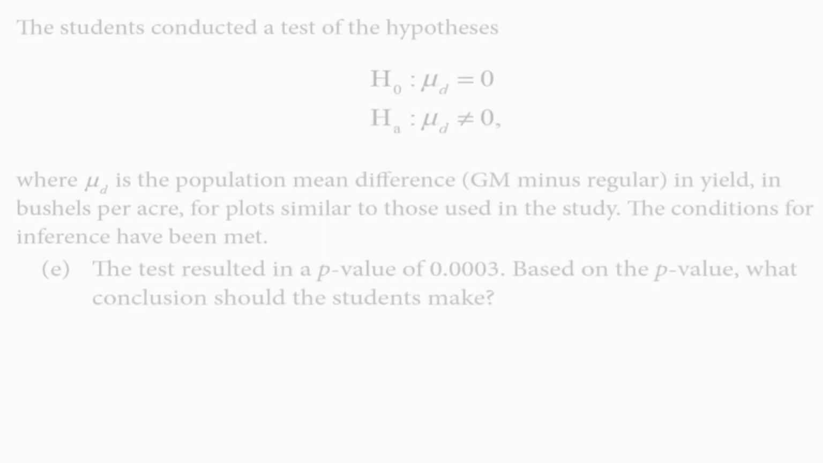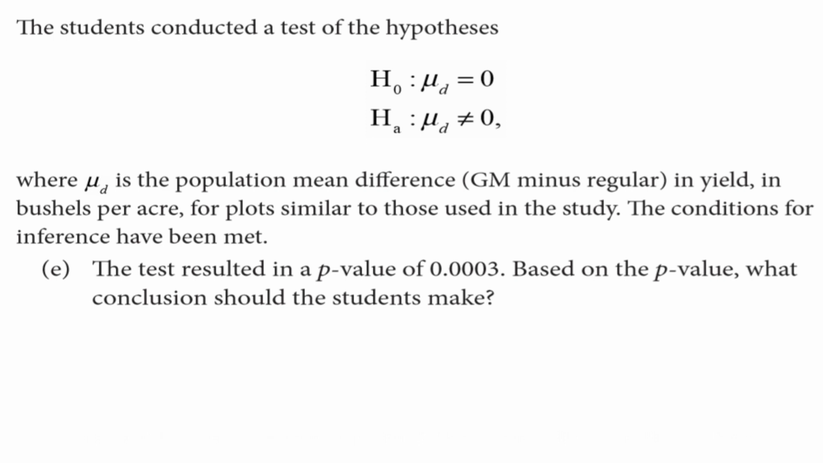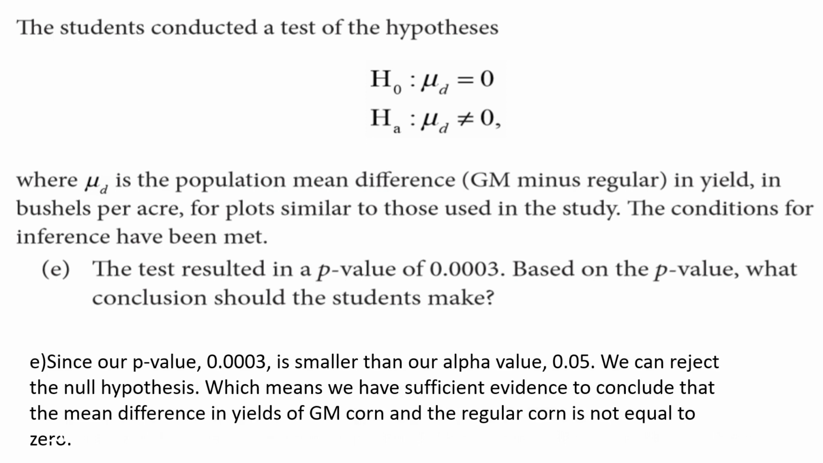Part E. The test resulted in a p-value of 0.0003. Based on the p-value, what conclusions should the students make? Since our p-value of 0.0003 is smaller than our alpha value of 0.05, we can reject the null hypothesis, which means we have sufficient evidence to conclude that the mean difference in yields of GM corn and the regular corn is not equal to 0.